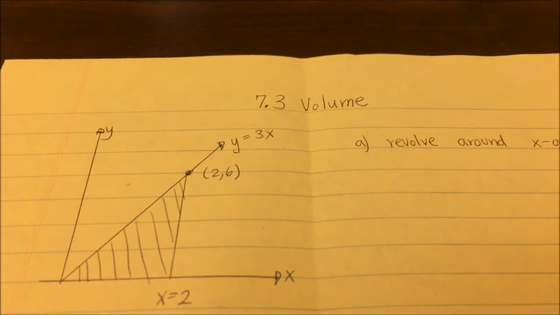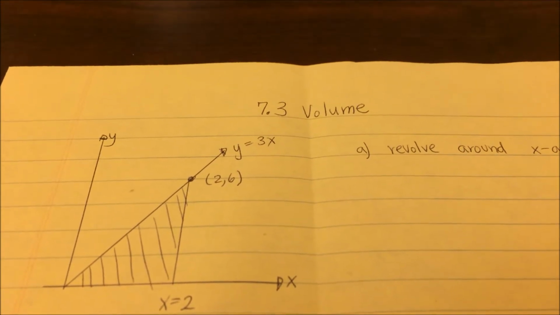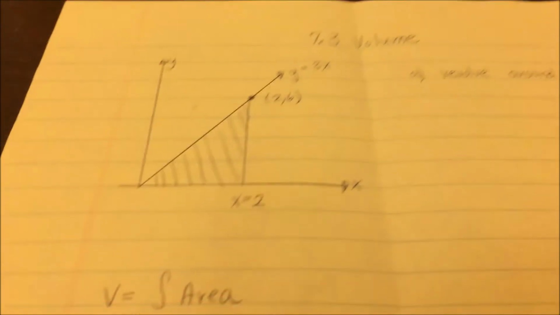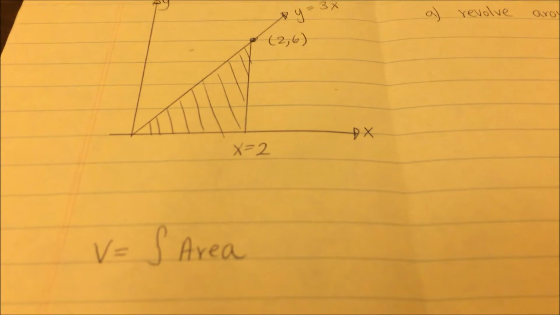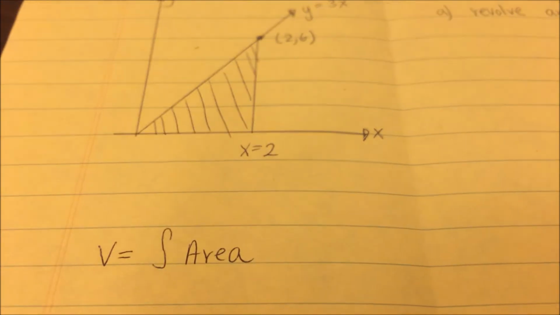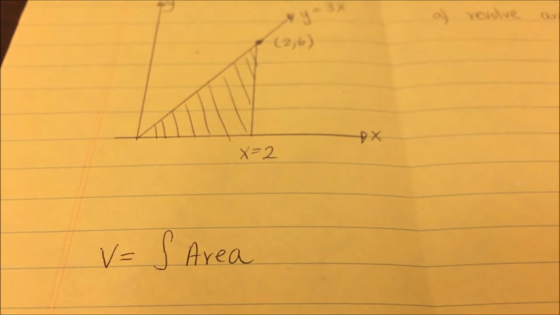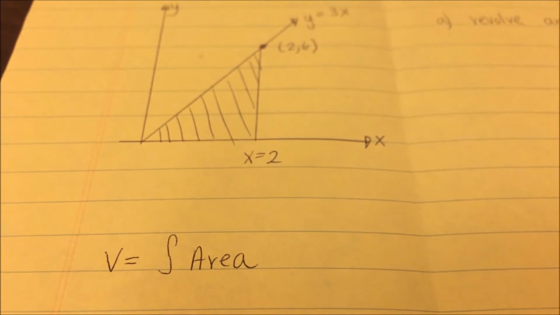This section is on 7.3 volume. The volume is a little tricky because it depends on which axis you rotate around. You're going to have a different equation. Also, you have to know that the volume is equal to the integration of area. Vice versa, if you take the derivative of volume, you're going to find the area. So we can work backwards as well.